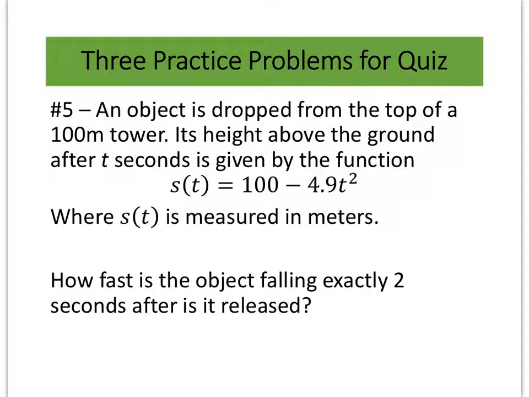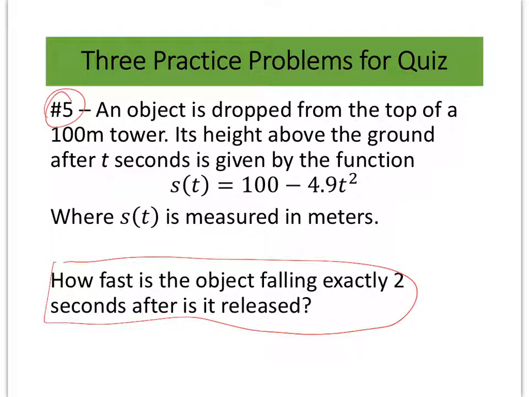Oh, so this is a context-based problem, and it's number 5 on your worksheet if you're using the worksheet. I'll just read it really quickly. An object is dropped from the top of a 100-meter tower. Its height above the ground after t seconds is given by the function 100 minus 4.9t squared, where the function s of t is measured in meters. How fast is the object falling at exactly 2 seconds after it is released?